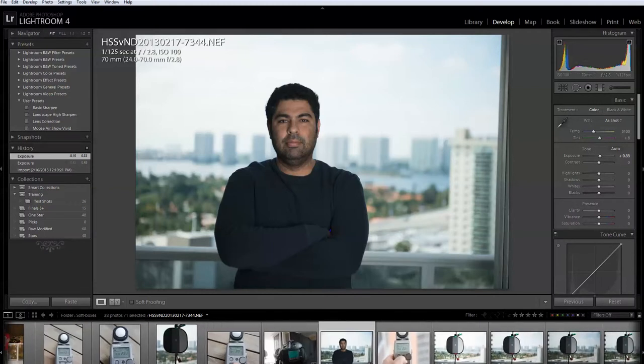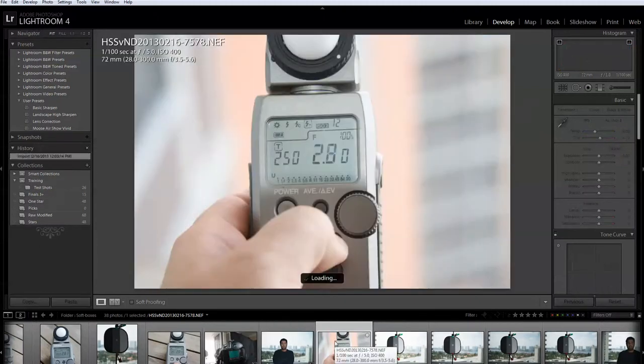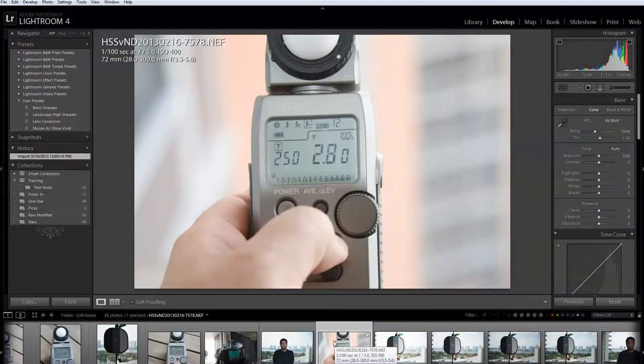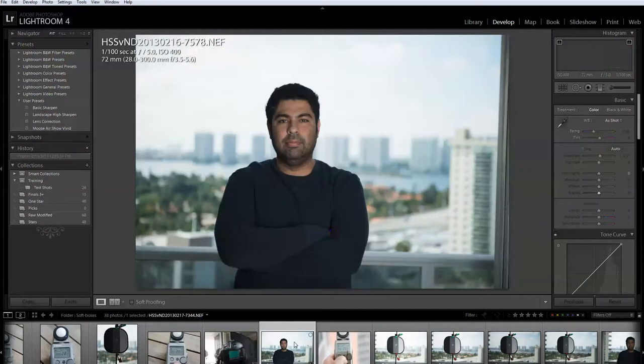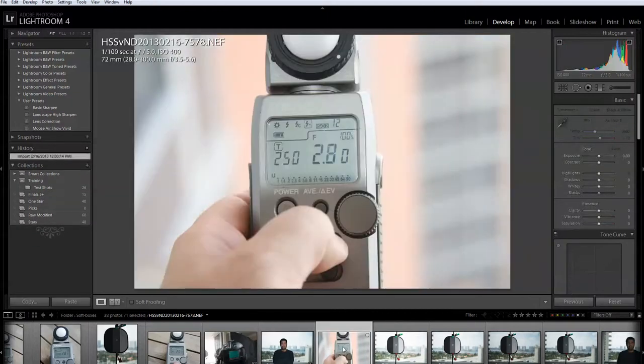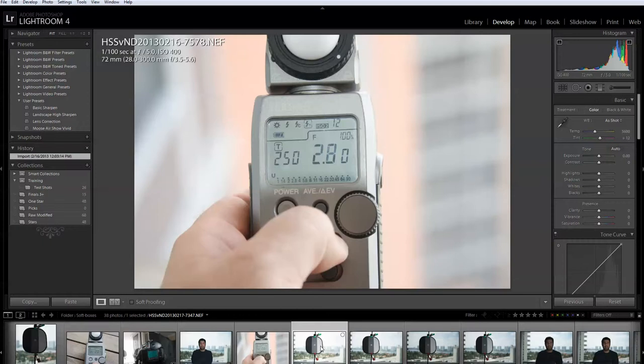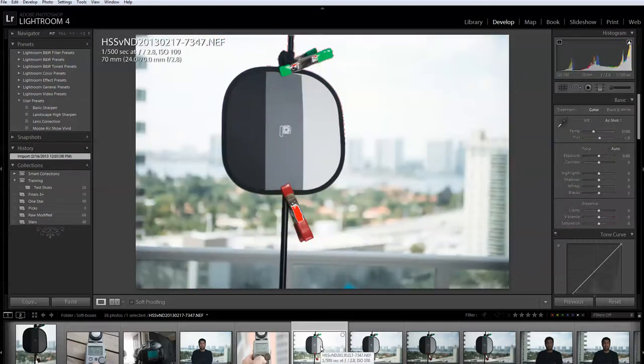So I said, okay, let's see how well this thing does. What I noticed is I was at 1/25, and then I took the shot at 1/250 of a second, but it didn't make that much of a difference. I shouldn't have even left this picture here. So then I said, okay, let's try high-speed sync and see what happens.